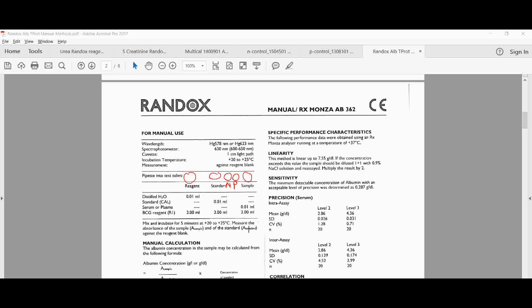Then you mix that properly, and you incubate for 5 minutes at room temperature. So you just leave it on the bench and set your timer for 5 minutes, and then after the 5 minutes you measure the absorbance of the sample, of the standards, and of the controls against reagent blank. So the first thing that you're going to do with your spectrophotometer is blank your spectrophotometer. So you've set your spectrophotometer on 630 nanometers.